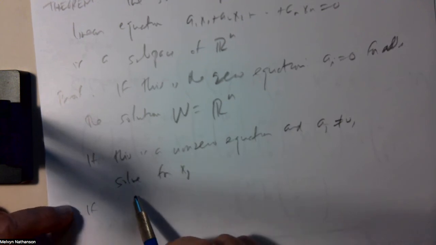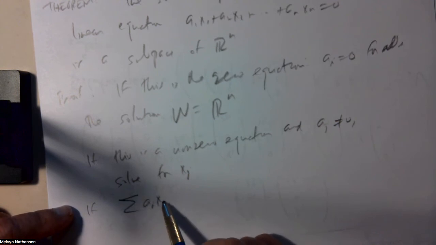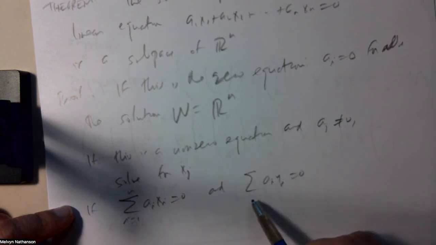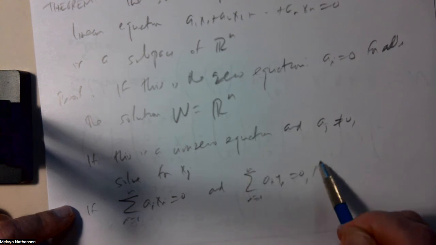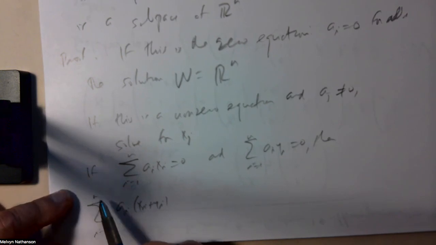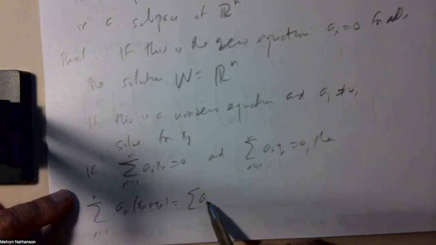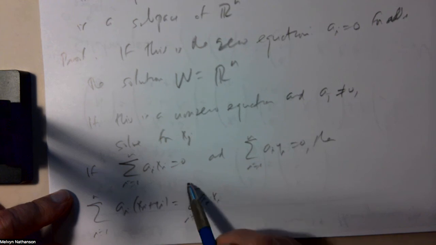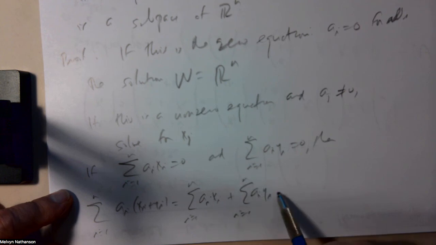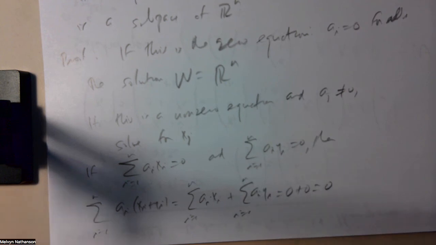if, let me use sigma notation, the summation of ai xi is 0, i goes from 1 to n, and the summation of ai yi is 0, i goes from 1 to n, then if I take the summation of ai times xi plus yi, if I add the x's and the y's, i goes from 1 to n, and I distribute, this is the summation of ai xi plus the summation of ai yi, that's 0 plus 0, which is 0.